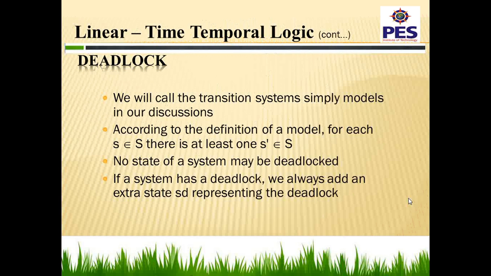Deadlock. We will call the transition system simply models in our discussion. What do we mean by deadlock? According to the definition of a model, for each state there must be at least one state next. If you are in one state, we say we have one more state next, and no state in the system may be in deadlock. If a system has a deadlock, we always add an extra state SD representing the deadlock.